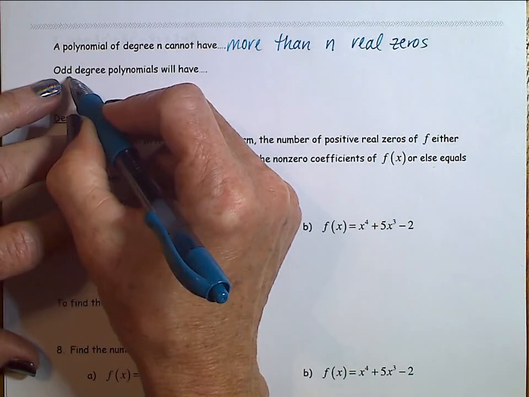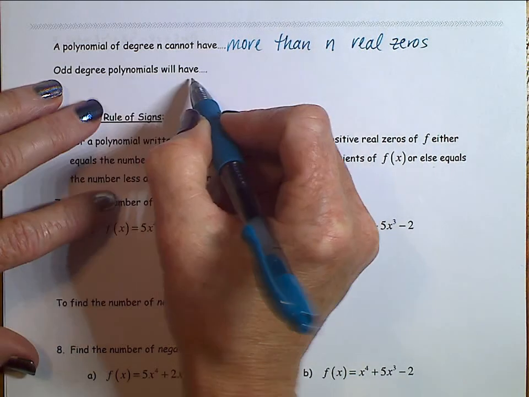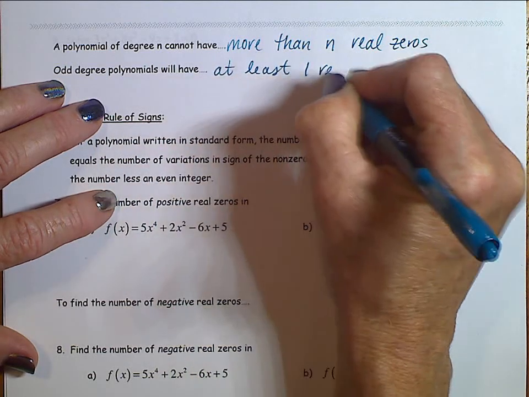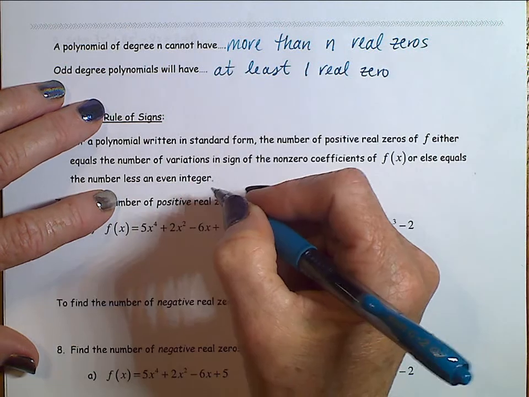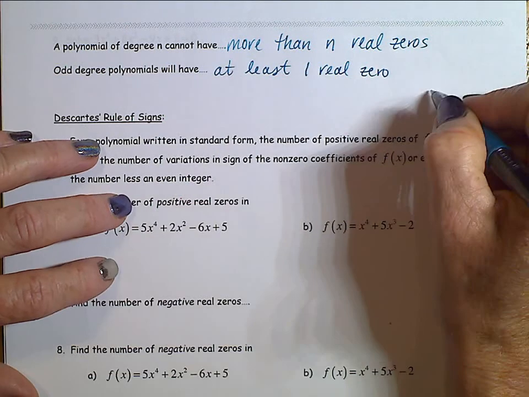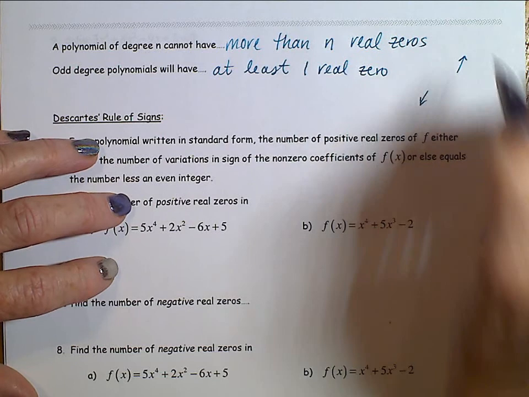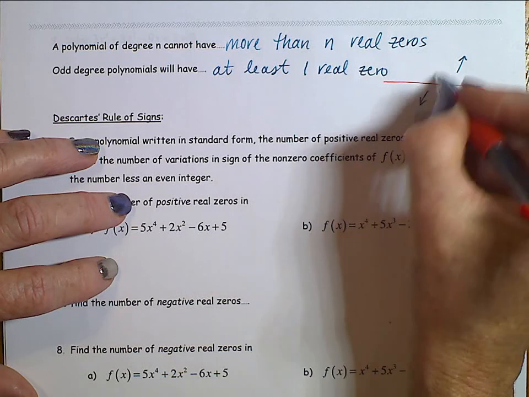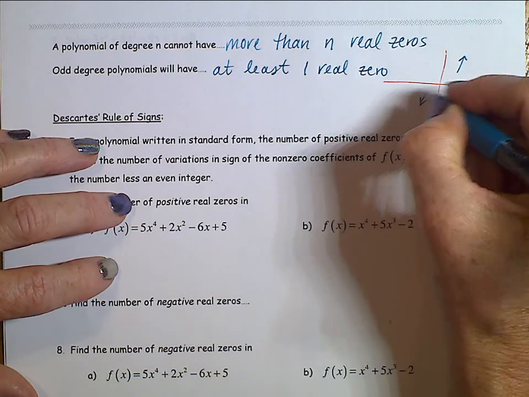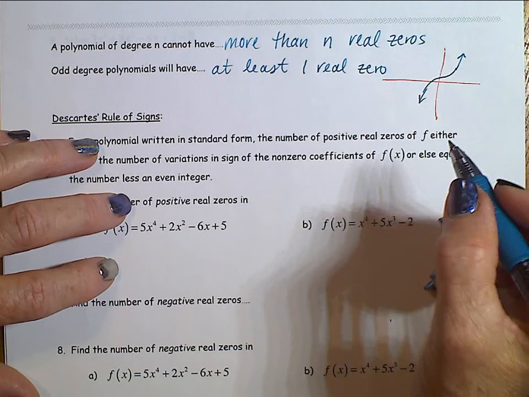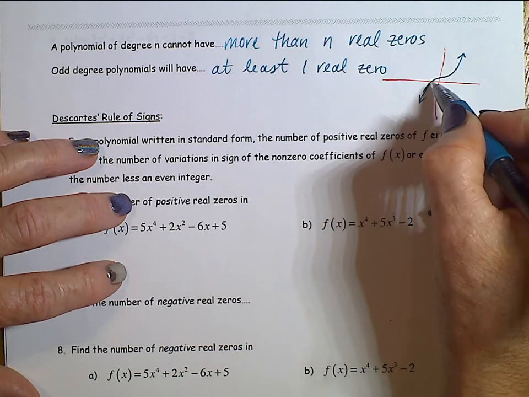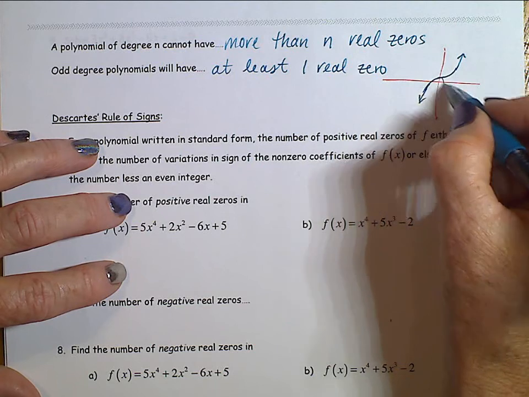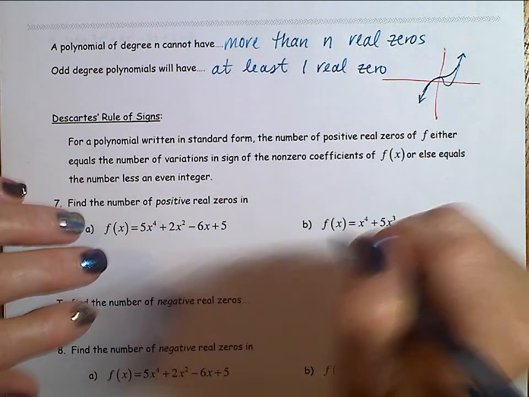Taking that one step further, odd degree polynomials will have at least 1 real zero. And odd degree polynomials have one end going down and the other end going up. So at some point, these must connect in here, so there must be 1 real zero, at least one place where we cross the x-axis. It could be more than one, depending on the degree of that polynomial, but at least one.